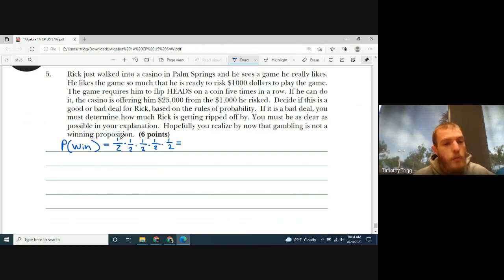When I multiply fractions, I multiply the tops. Well, 1 times 1 times 1 times 1 times 1 is 1. And then we multiply the denominators to get the final denominator here. So 2 times 2 is 4. 4 times 2 is 8. 8 times 2 is 16. 16 times 2 is 32. So the probability of him winning is 1 out of 32. Okay.